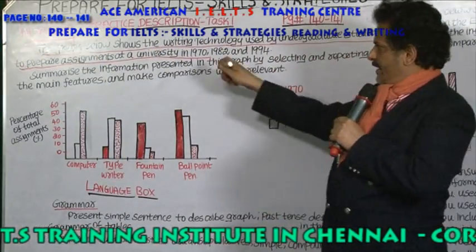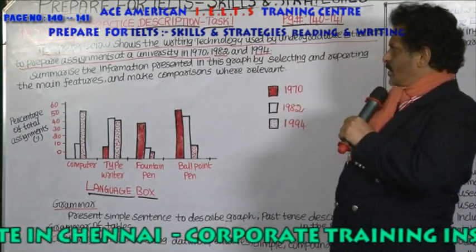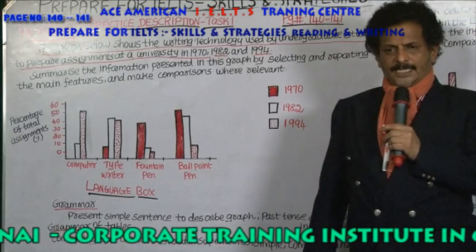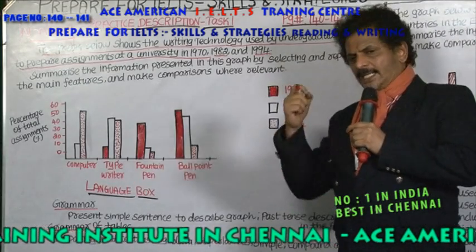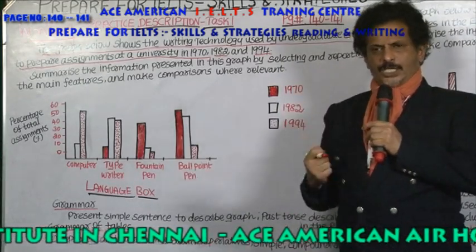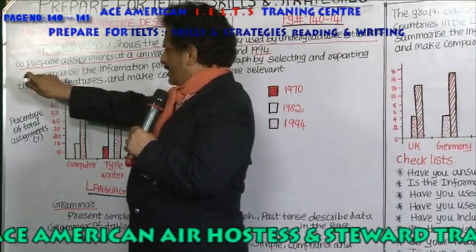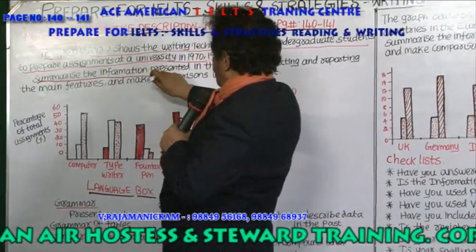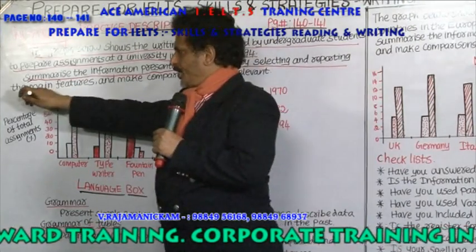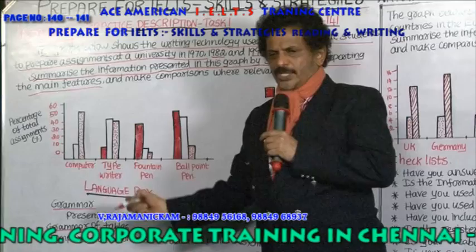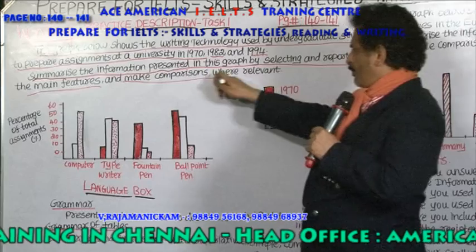The years are 1970, 1982 and 1994. In these 3 years, what are the technologies the students are using to prepare their assignments? Hope you are able to get it. So you summarize. Summarize means shorten the information presented in this graph by selecting and reporting the main features, the main important things. You have to understand and report and make comparison where relevant.